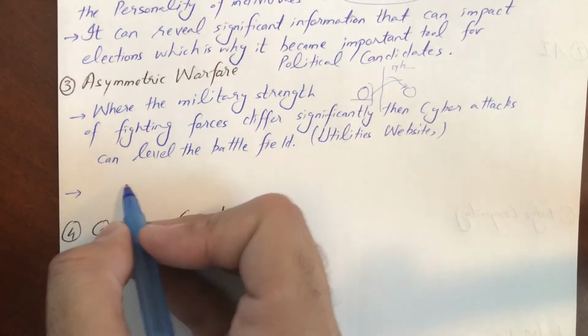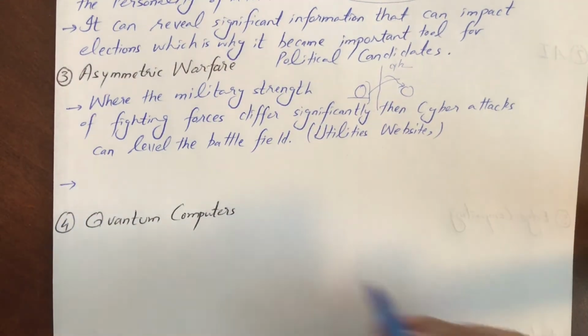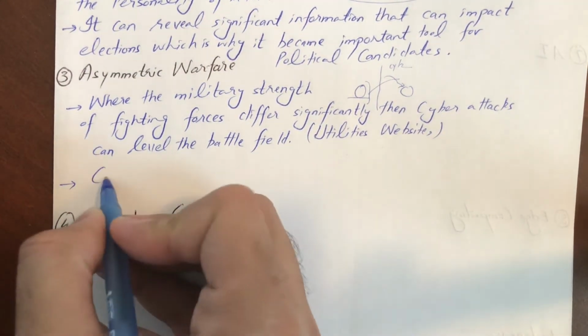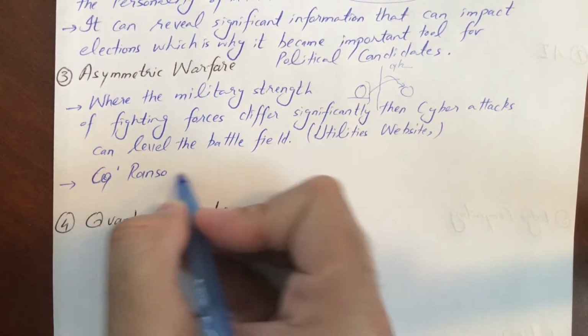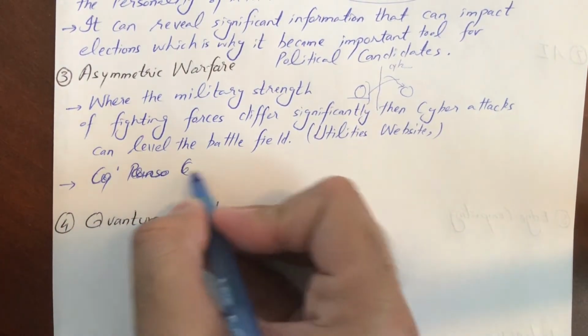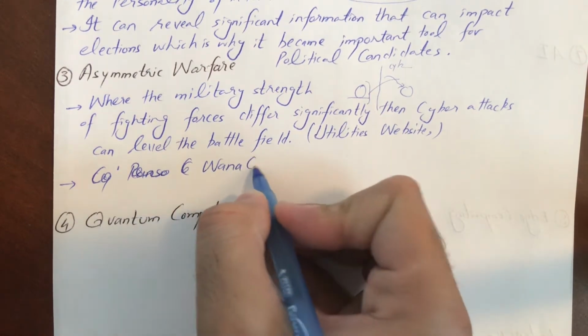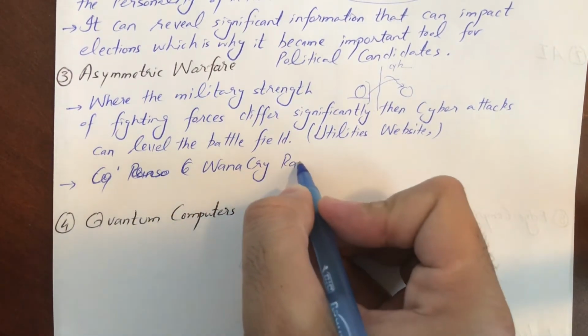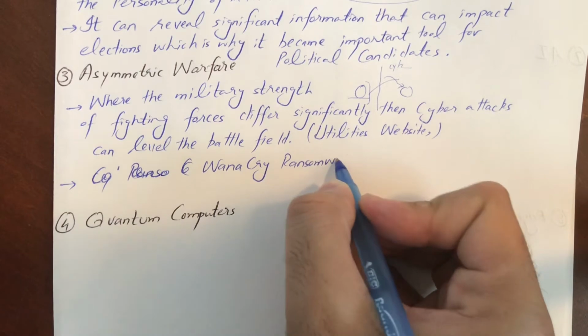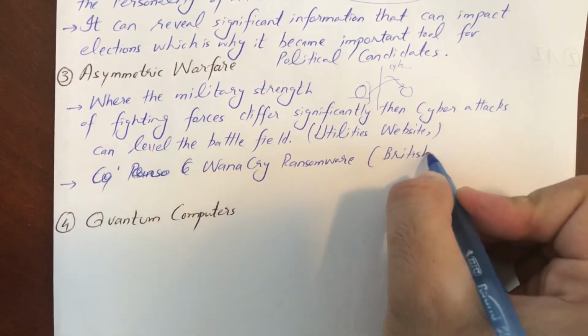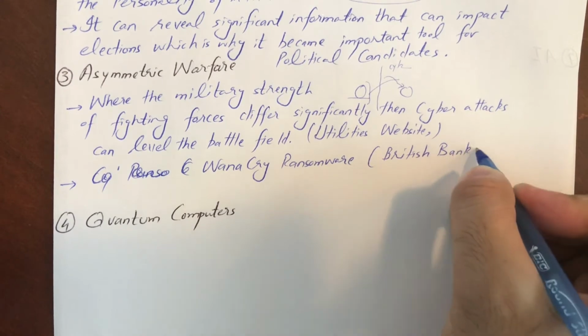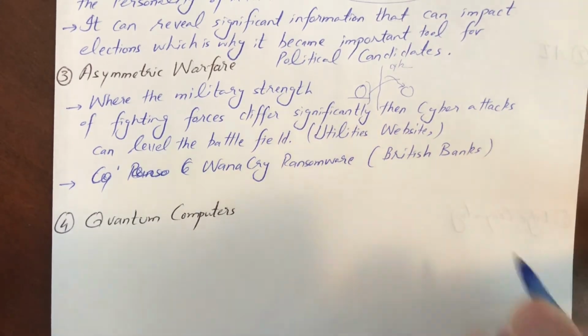One of the most widely known and recent asymmetric warfare attacks is a ransomware. Sorry, the name is WannaCry ransomware attack, which targeted British banks, and it was launched back in 2017, just 3 years before.